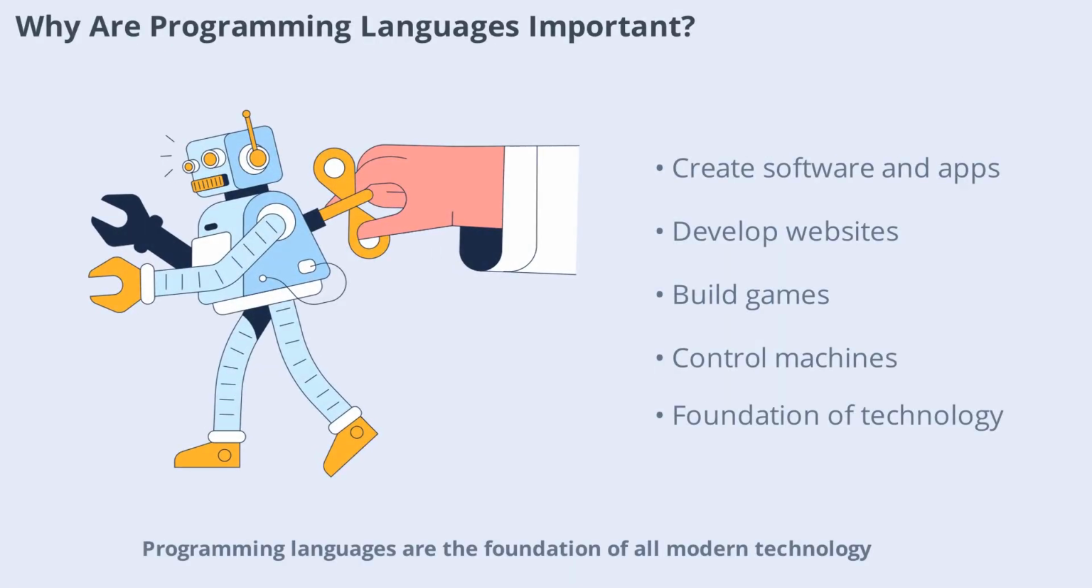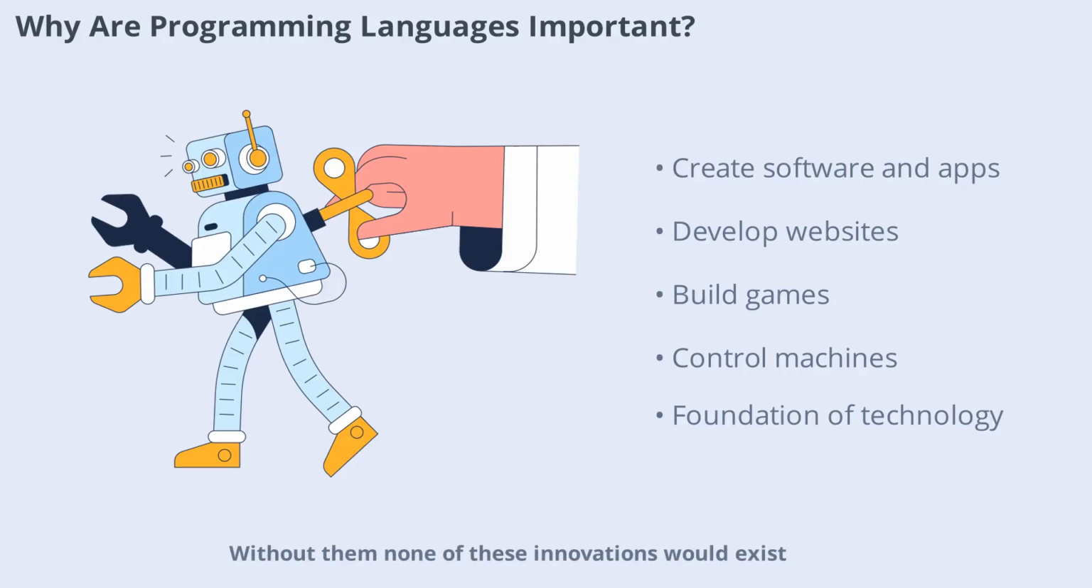Programming languages are the foundation of all modern technology. They help us create software and apps, develop websites, build games, and even control machines and systems. Imagine your favorite game, a useful app, or a smart device at home. All of these rely on programming languages. Without them, none of these innovations would exist. That's why learning about programming languages is so important in today's digital world.